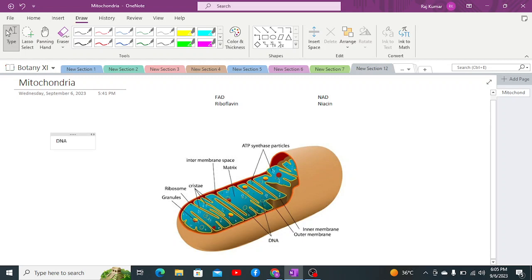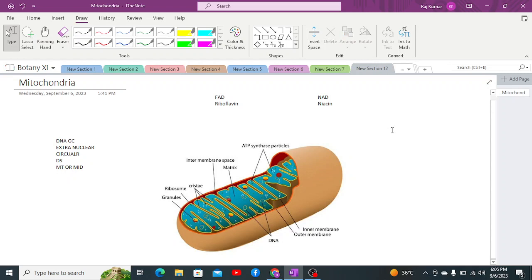Apart from this, we have a few different structures, such as the DNA. Now, the DNA of mitochondria is guanine-cytosine rich DNA, which is an extranuclear DNA because it is not present in the nucleus. And apart from this, it is circular and double-stranded. It is also known as mt DNA. These are some characteristics.